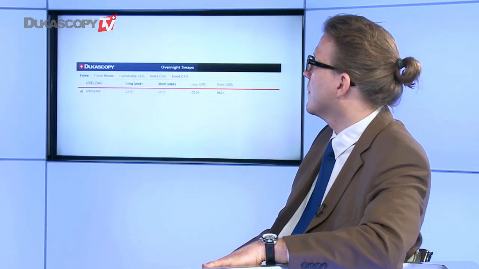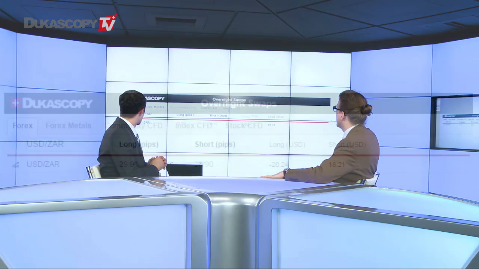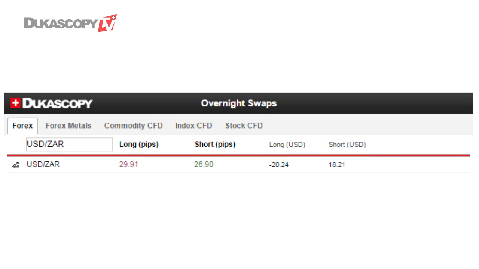And here we have US dollar, South African rand. It's a little bit lower. It's minus 20.24 if you go long in this pair, and you get 18.21 if you go short in this pair.